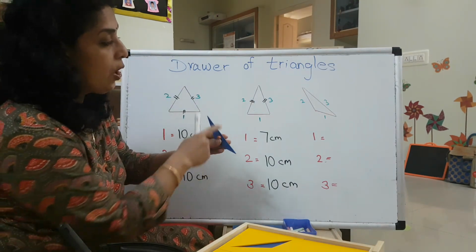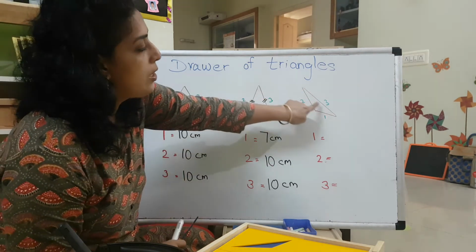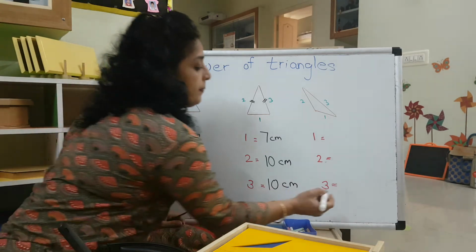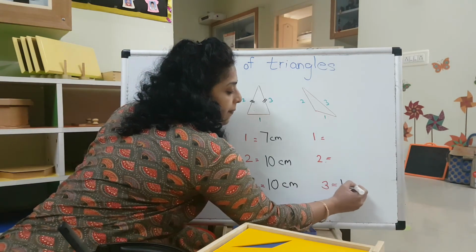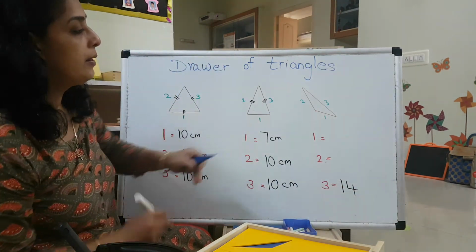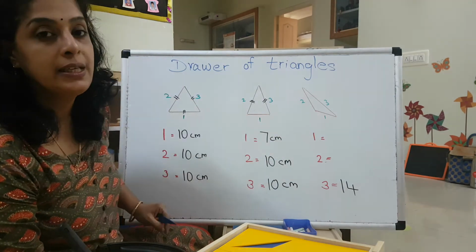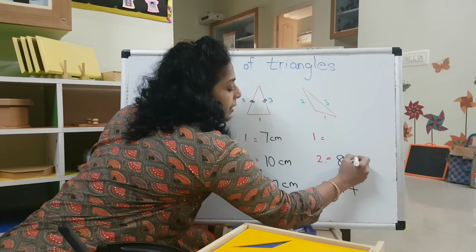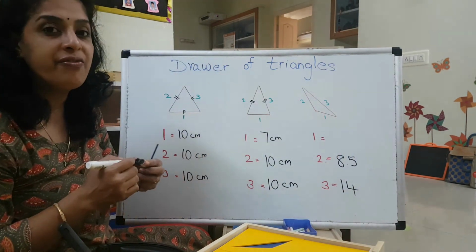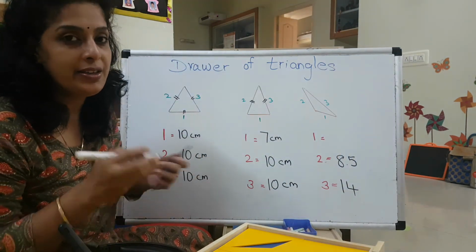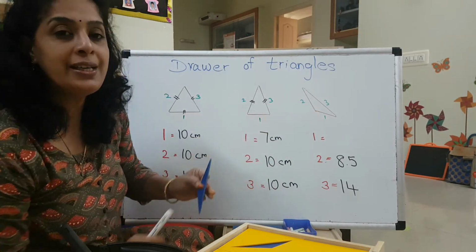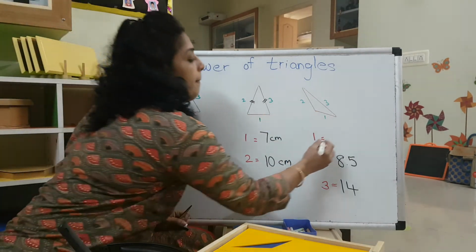What did we measure? One side, the longest side. This is the longest side, right? Side 3. What did we measure? 14. Then, this one, how much was it? 8.5? Yes. Or 8.5. I told you, it didn't even reach 9, just halfway through. And one small side it had, that was just 6, right?